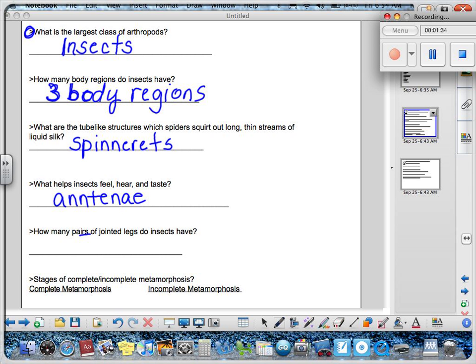And then how many pairs of jointed legs do insects have? They have 3 pairs, and a pair means 2, so that means 3 times 2 pairs equals 6 total legs.